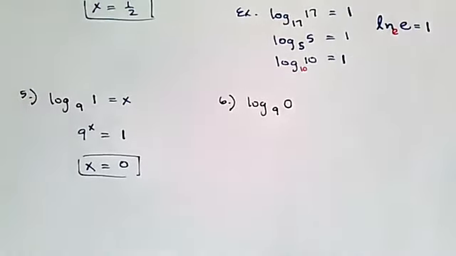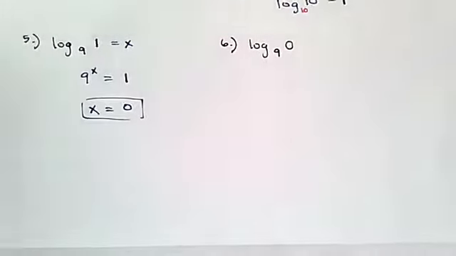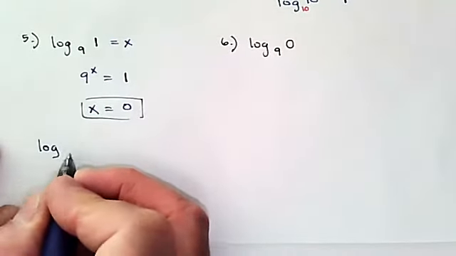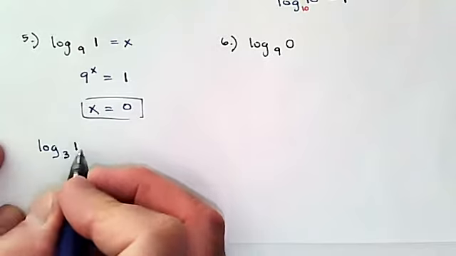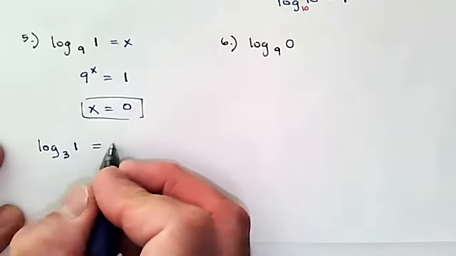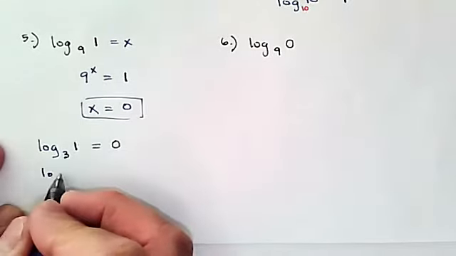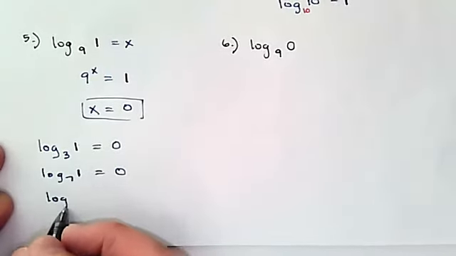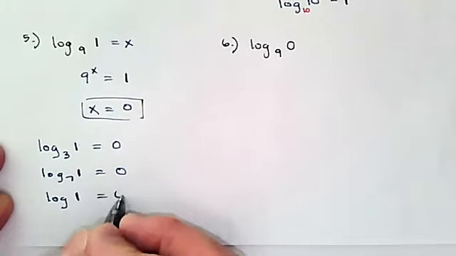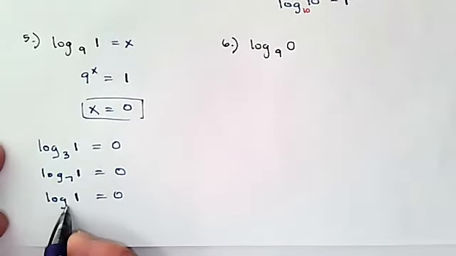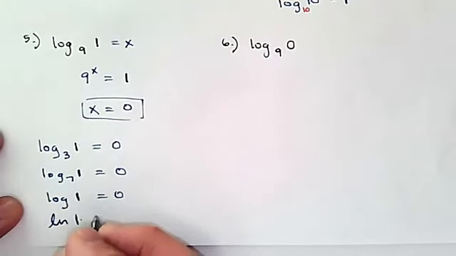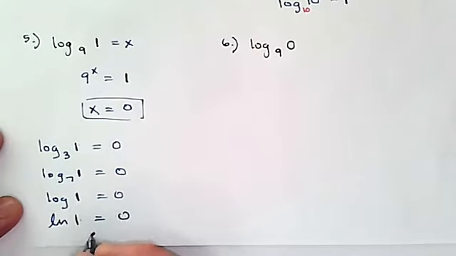Again, you could generalize this. Hopefully you can see that it doesn't matter what base you're dealing with. If I was doing the log base 3 of 1, what power of 3 gives me 1? That's going to be 0. If I was doing the log base 7 of 1, that's going to be 0. If I was taking the log of 1, that's going to be 0, right? Because whatever your base is, that to the 0 power will always give you 1. The natural log of 1 is going to be equal to 0, etc.